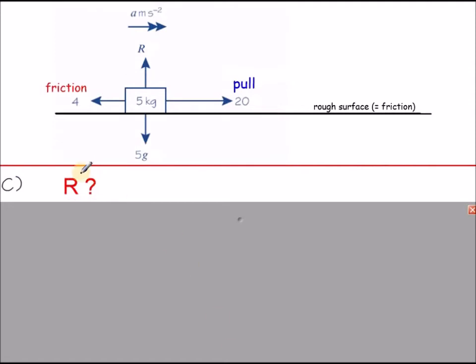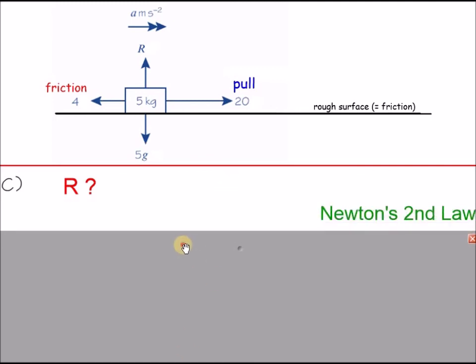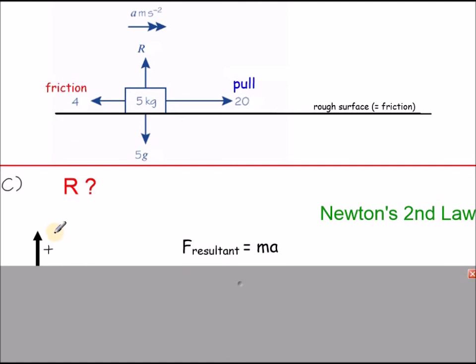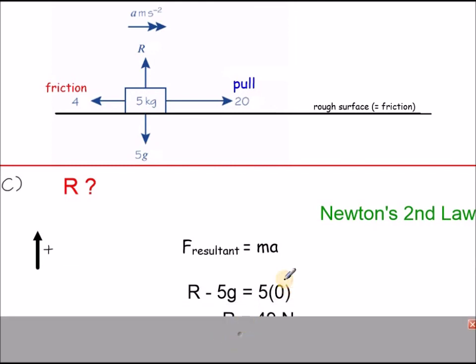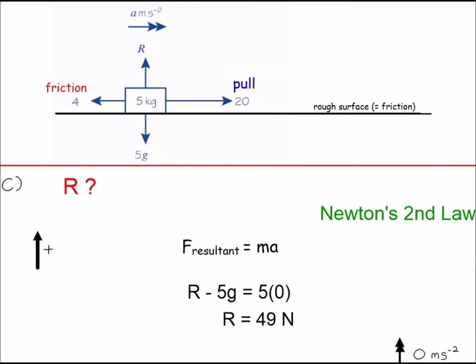Part C. To work out the normal reaction force R, we can use one of two methods. The first one is Newton's second law, F equals ma. Taking this direction as positive, the resultant force is R minus 5g. The mass is 5 kilograms, but what's the acceleration? There's nothing in the diagram suggesting any vertical acceleration, so a equals 0, and then we solve. So vertically we have no acceleration, so we've got R equals 49 newtons.